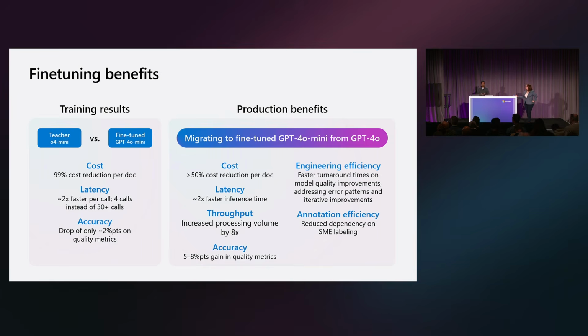And when we put this fine-tuned GPT-4o Mini into production, we replaced what we were using previously, which was GPT-4o. We saw benefits on multiple fronts. There was more than 50% reduction in cost of AI processing on a document. It was much faster in terms of inference time. As a result, we could expand our throughput by as much as 8 times. And on top of all that, we saw significant accuracy gains of up to 8 percentage points.